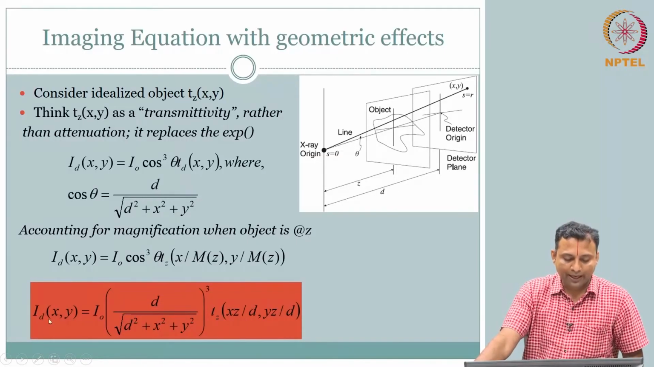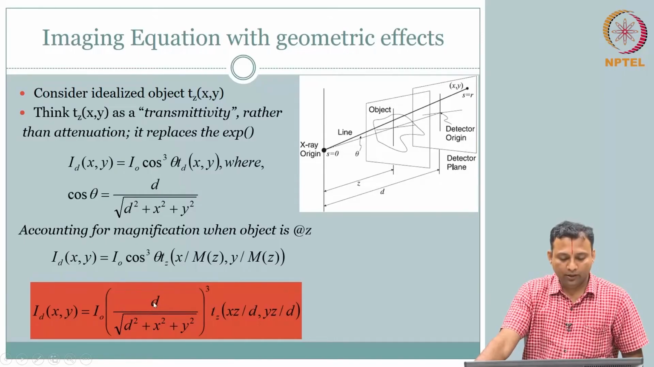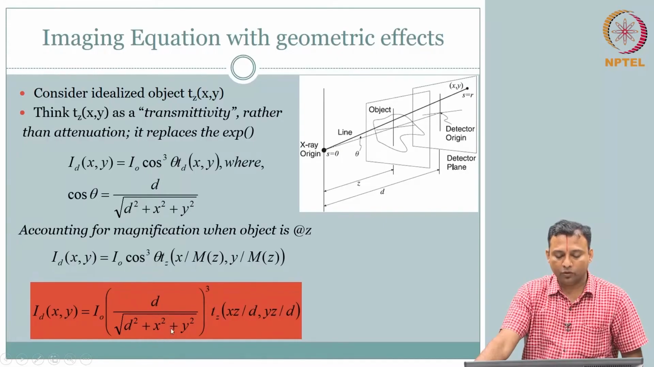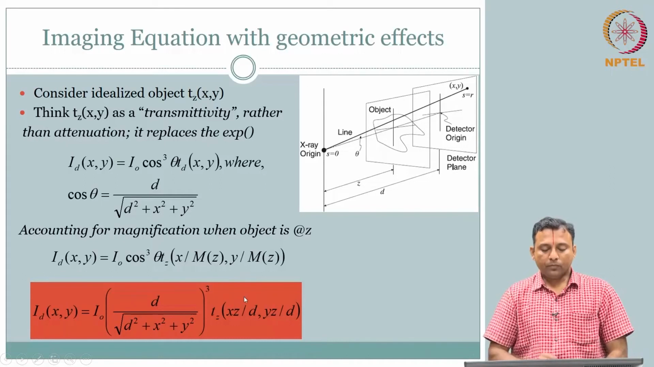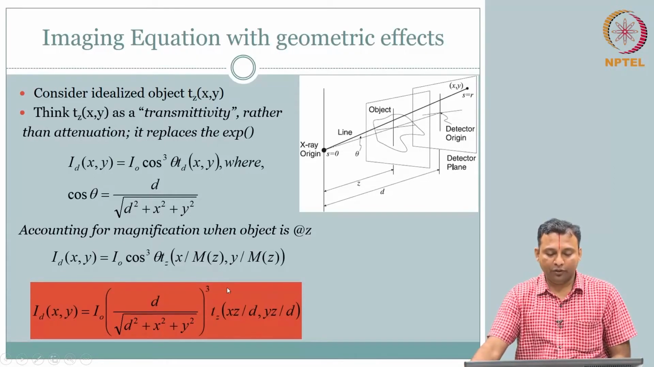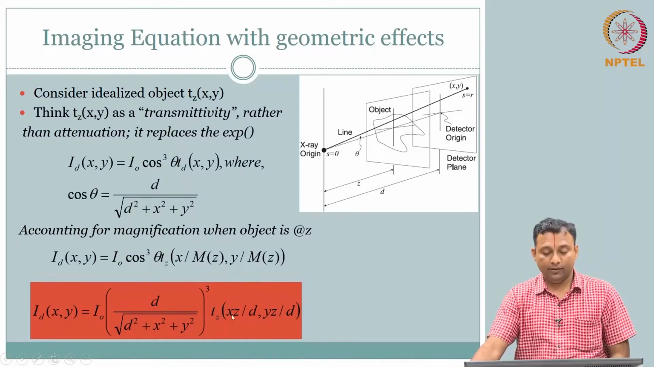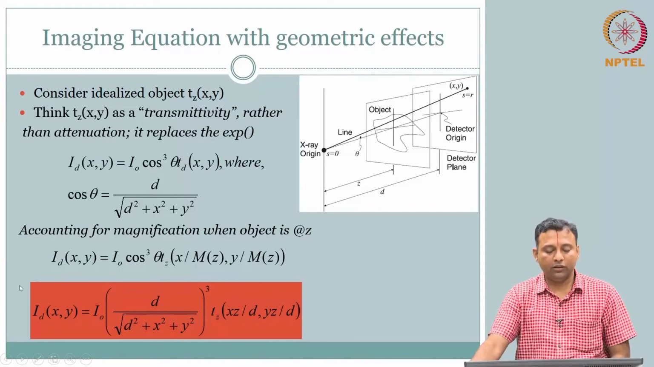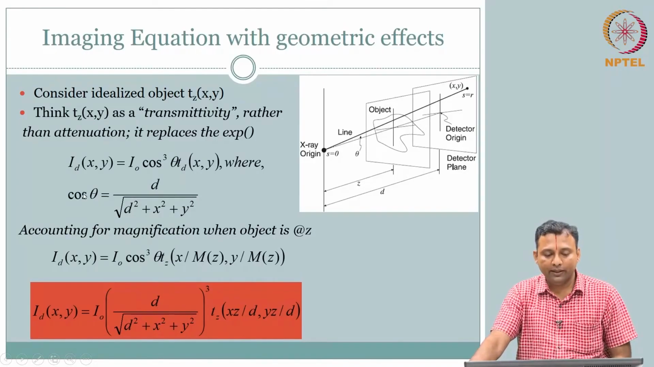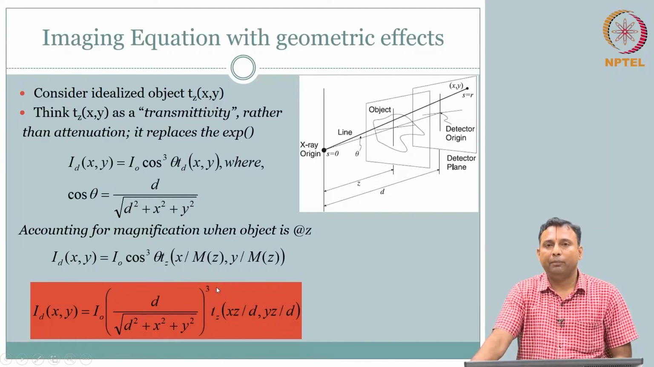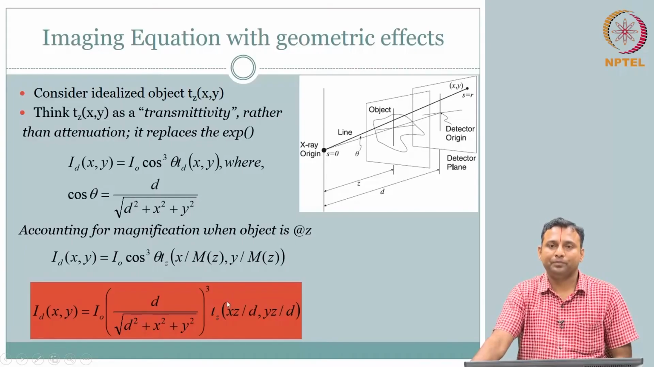So you can write your Id of x comma theta as I naught, your cos theta written here, so d by square root of the, and your m of z. If you recall, we wrote it as z by d. So this is your full imaging equation incorporating the depth dependent magnification as well.